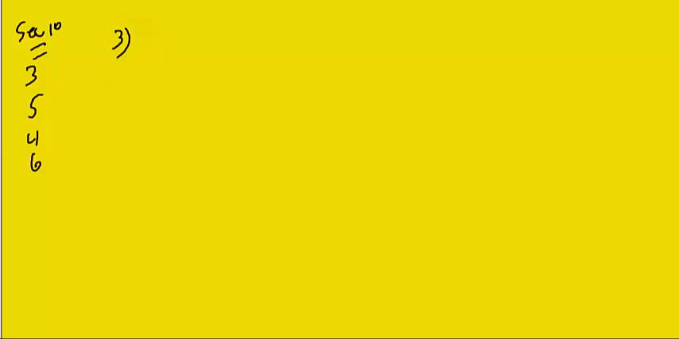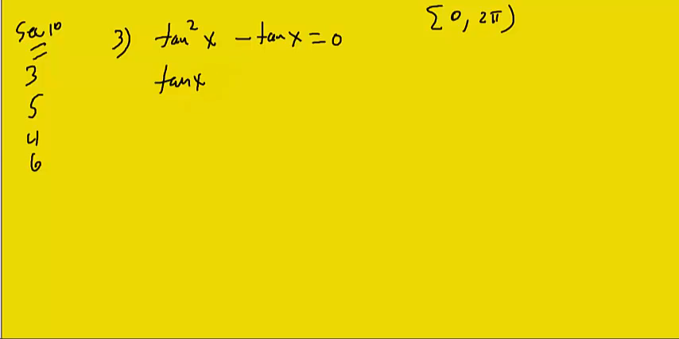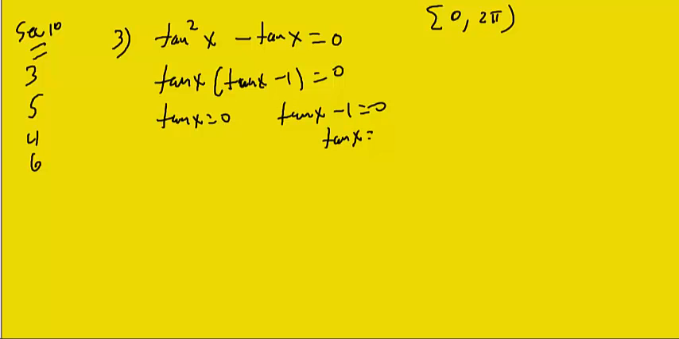Okay, 3. Number 3 is tangent squared x minus tan x is equal to 0. And we do have a domain restriction, 0 to 2 pi, excluding 2 pi, which means there's a parenthesis on 2 pi. Factor it out: tan x times tan x minus 1 is equal to 0. Set each factor equal to 0. Tan x is equal to 0. Tan x minus 1 is equal to 0, so I get tan x is equal to 1.